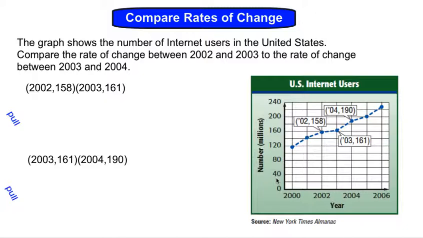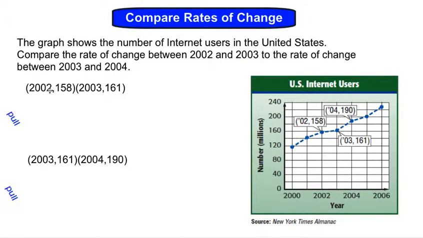In this graph, we have a number of internet users in the United States, and we want to compare the rate of change between 2002 and 2003 to the rate of change between 2003 and 2004. So here are our data points. For 2002, we had 158 million. For 2003, we had 161 million, and then we're going to compare that to the difference between 2003 and 2004.